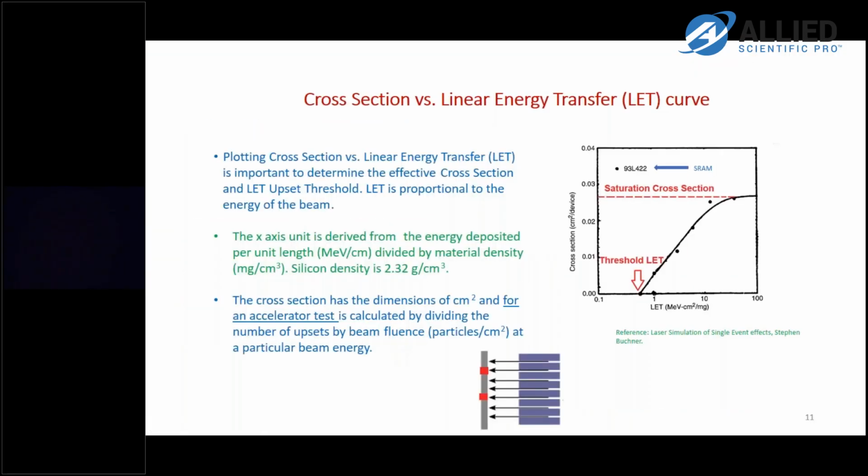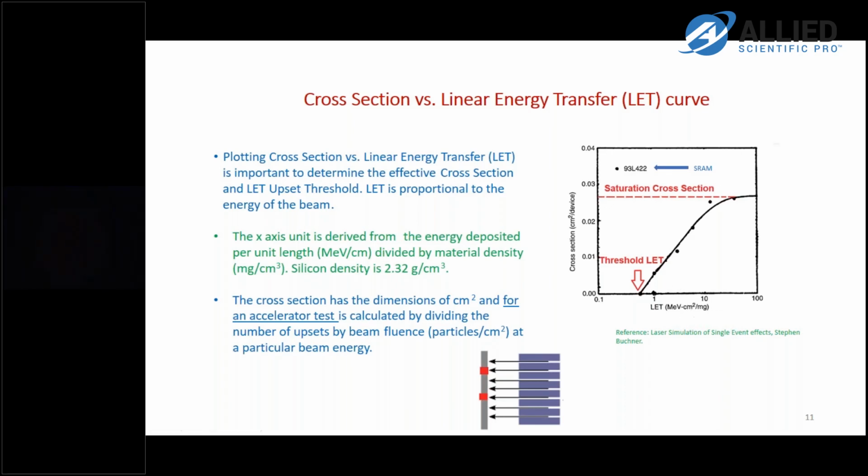And let's go on now to look at the cross-section versus linear energy transfer, or LET curve, which is quite important when you take your electronic components to a radiation facility. You want to generate this curve. The curve has the y-axis as the cross-section in units of centimeters square, and the x-axis, sorry, is in the units of mega electron volts centimeter square per milligram. So one has to explain why this strange unit is there.